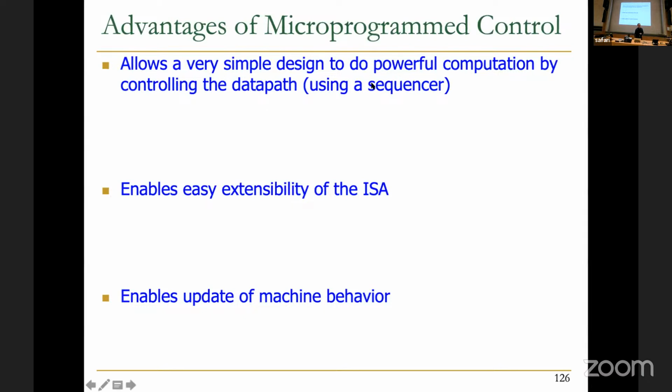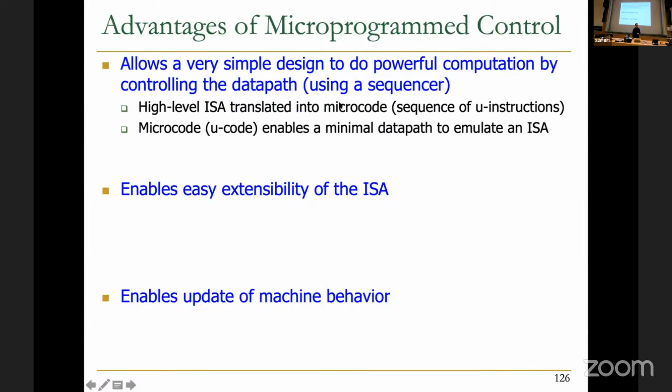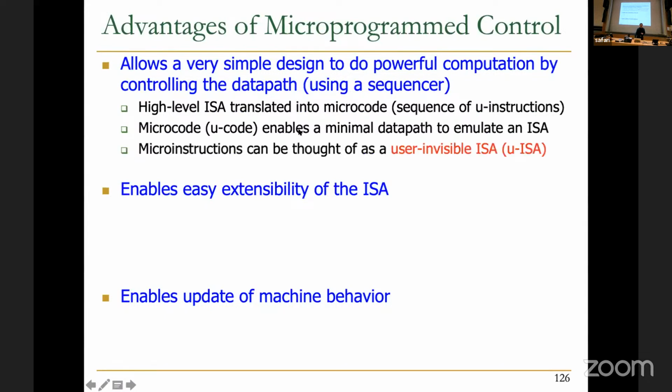This allows a very simple design to do powerful computation just by controlling the data path using a sequencer. I think we already said this. You basically translate the high-level ISA to a sequence of micro instructions, and microcode enables a minimal data path to emulate an ISA. And micro instructions can be thought of as a user-invisible ISA. It also enables easy extensibility of the ISA. You can support a new instruction by changing the microcode.